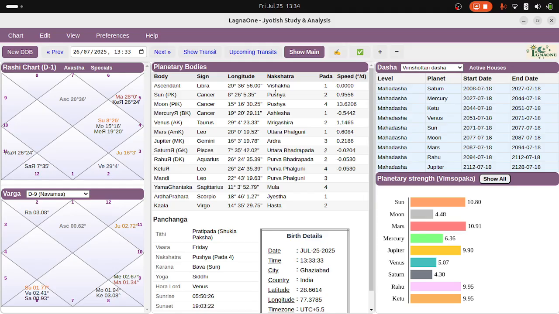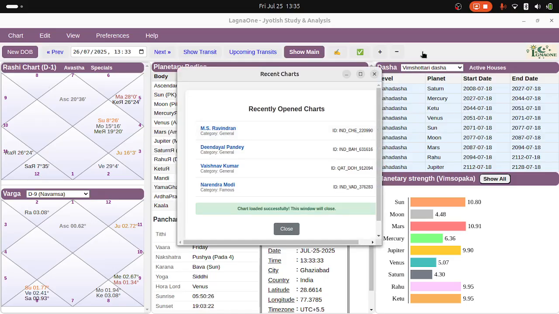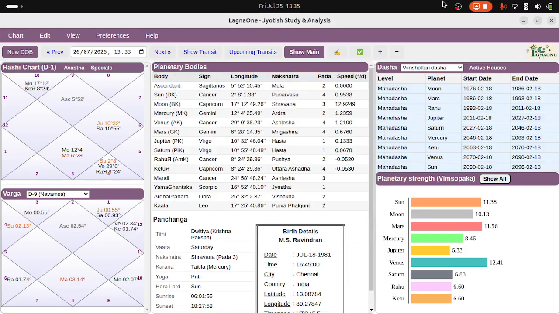This is the chart. Let me load one chart quickly so that we have some data to work with. This is a fictitious person. I don't know this person. So active houses, this is the first feature. Next to this is the Dasha pane.